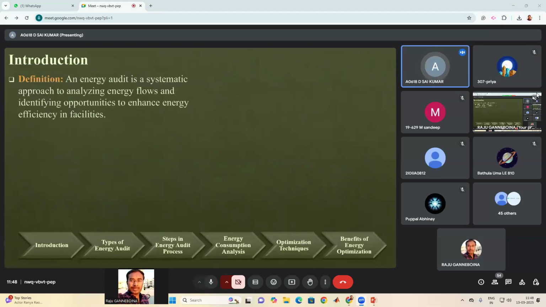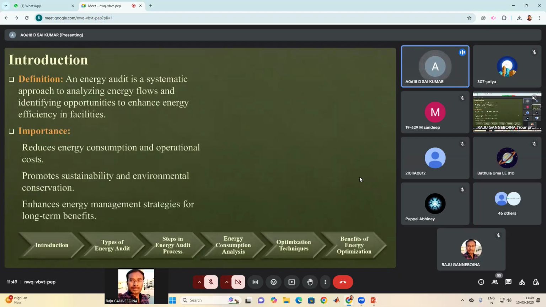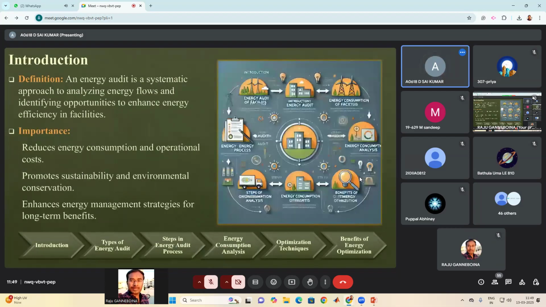what does energy audit mean? The definition is as follows. An energy audit is a systematic approach to analyzing energy flows and identifying opportunities to enhance energy efficiency in facilities. And how is it important? It is important for the reduction of energy consumption and operational costs, and it promotes sustainability and environmental conservation, and enhances energy management strategies for long-term benefits. Here we can see the image.